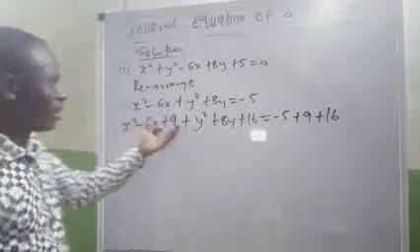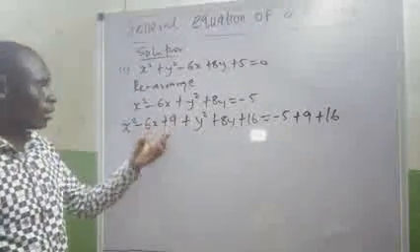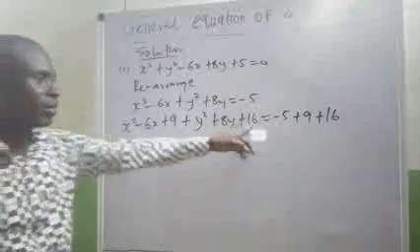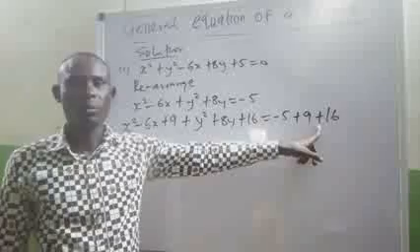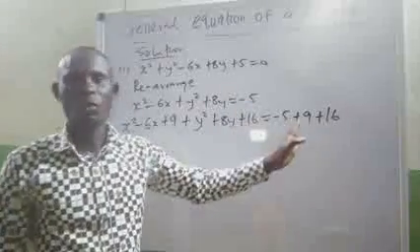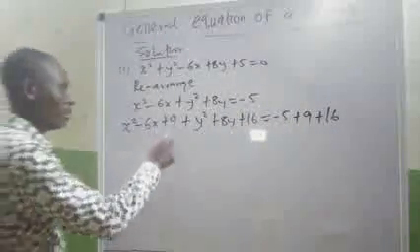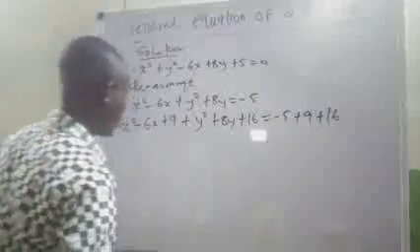Now what is added here? Look at the equation. 9 is added here, 16 is added here. You must also add it to the other side of the equation, so that you balance out the equation, by adding 9 and 16 to the other side.